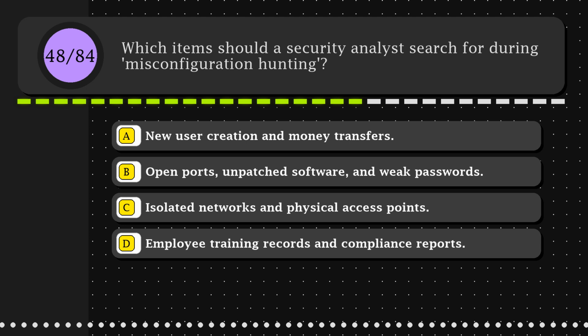Option A, new user creation and money transfers. Option B, open ports, unpatched software, and weak passwords. Option C, isolated networks and physical access points. Option D, employee training records and compliance reports.